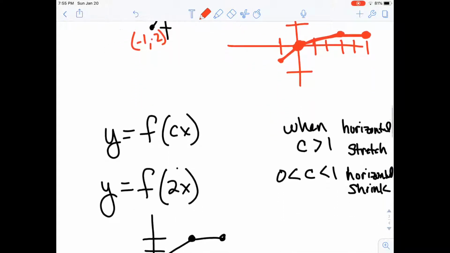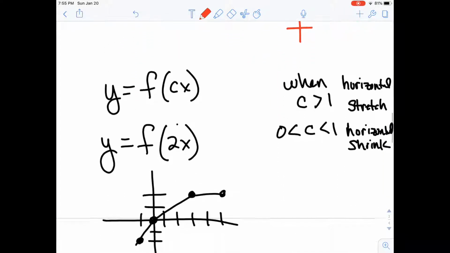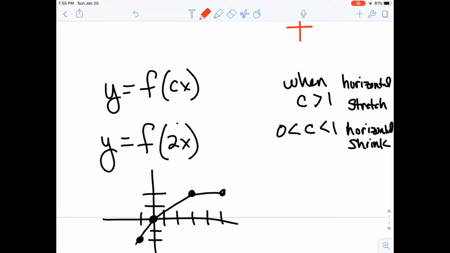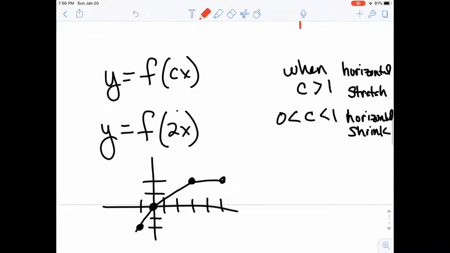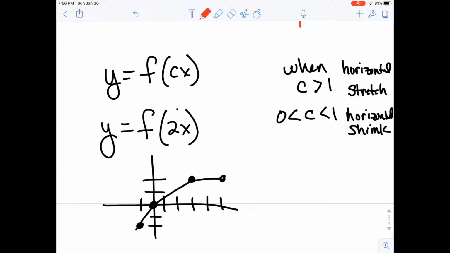Okay. Now, on a different note, when the C is on the inside of your equation, it's basically a horizontal stretch or a horizontal shrink, depending on what your C value is, right? So for instance, if C is greater than 1, it's a horizontal stretch. So your x's are getting bigger. And then if your C value is between 0 and 1, so it's a fraction, then it's a horizontal shrink. So you're compressing it together, okay?